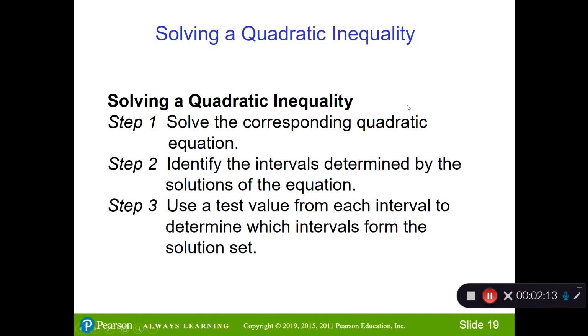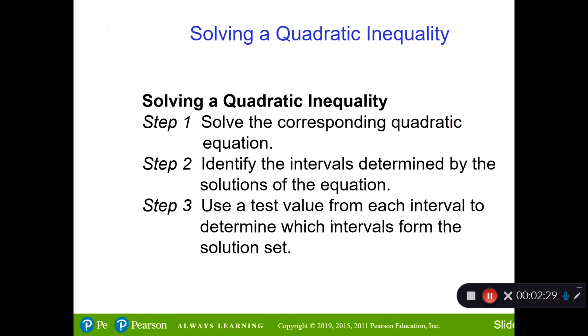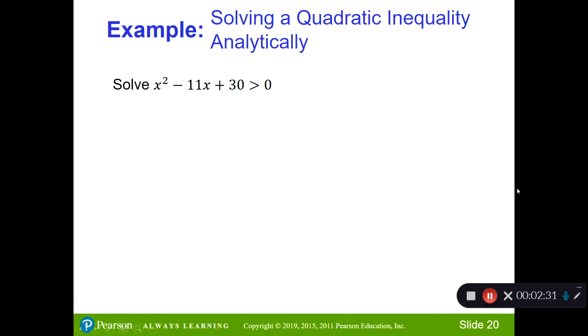So to solve a quadratic inequality, we're going to solve the corresponding quadratic equation to get the zeros, then identify the intervals by plotting those zeros on a number line, and then test a value from each interval in the inequality to see if it's true or false. Let's look at this. x squared minus 11x plus 30 is greater than 0. So I can factor this. I'm looking at the factors of 30 that add to 11. That would be a minus 5 and a minus 6.